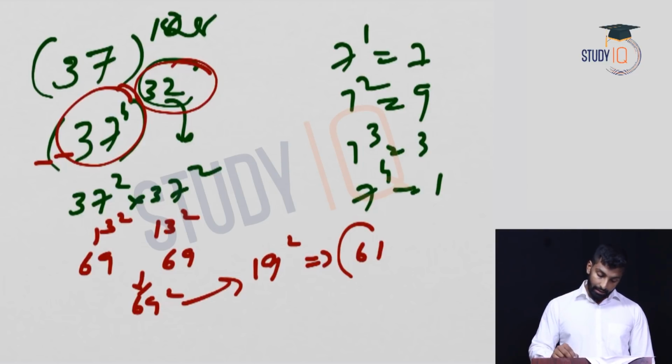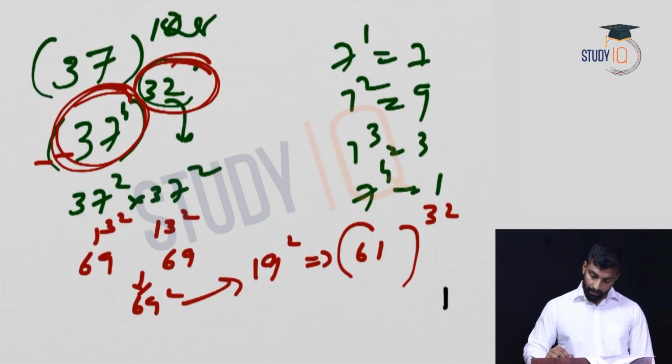Now, I got the last two digits of 37 raised to 4. Now I can put the power also, right? 32. Now what is your answer? Last digit will be 1 because this is ending in 1. Previous will be 6 into 2, that is 2.